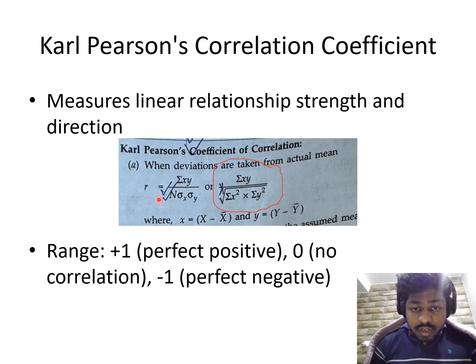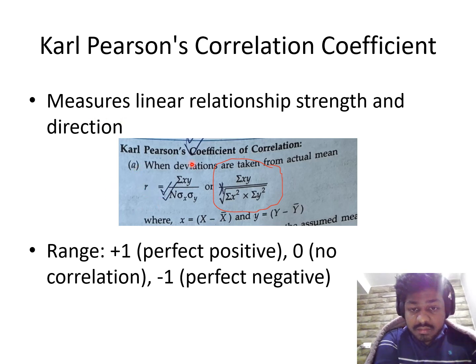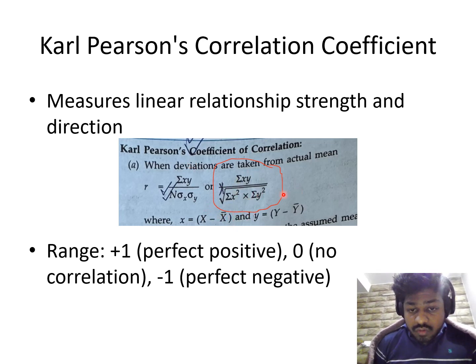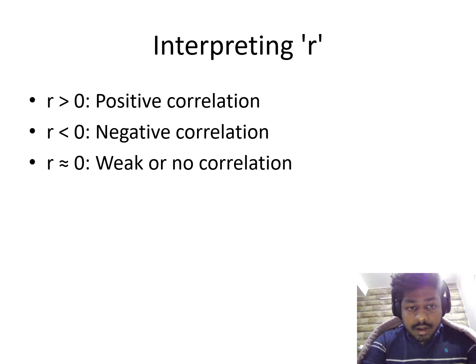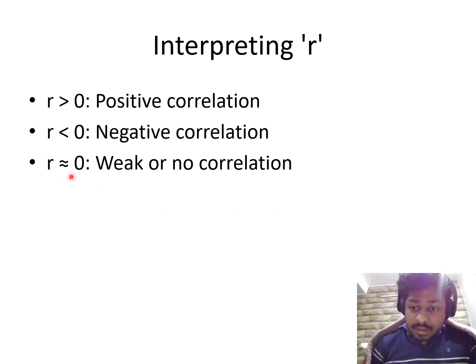So the formula for Karl Pearson coefficient of correlation is basically r equals summation of xy over the square root of sigma x squared into sigma y squared, where x and y are basically x minus the mean of x and y minus the mean of y. When we do an example, then this will be more clear. As I have recalled earlier, if r is greater than 0, that means it is a positive correlation. If r is less than 0, that means it's a negative correlation. And if r is close to 0, then it is no correlation or weak correlation.